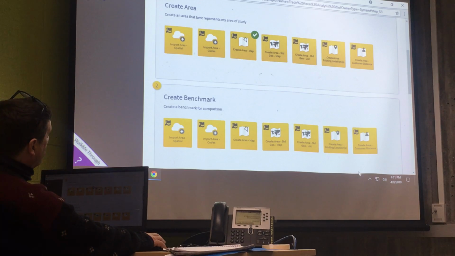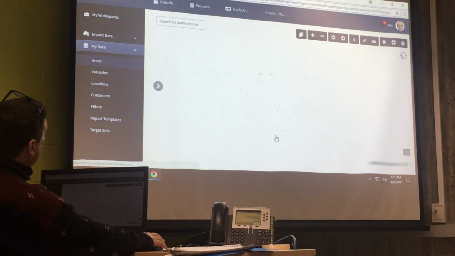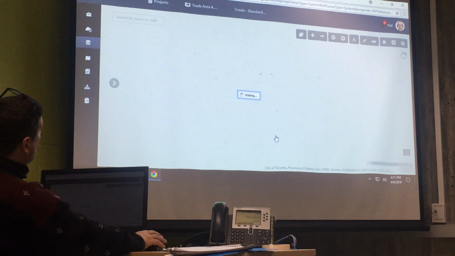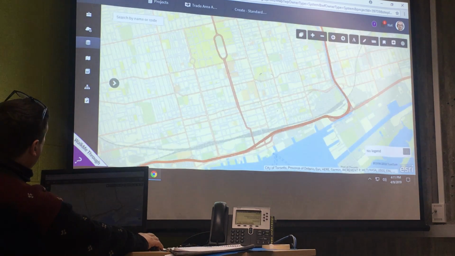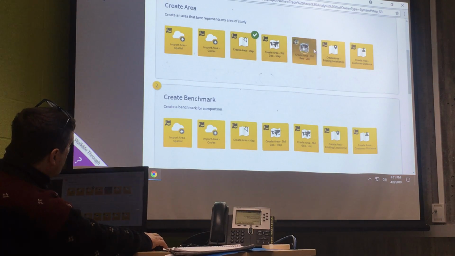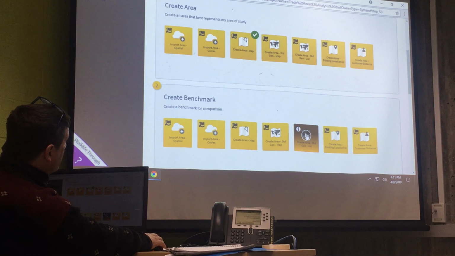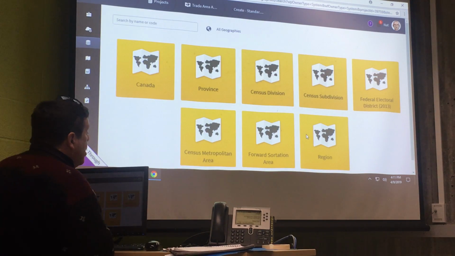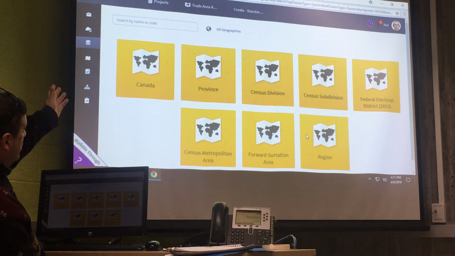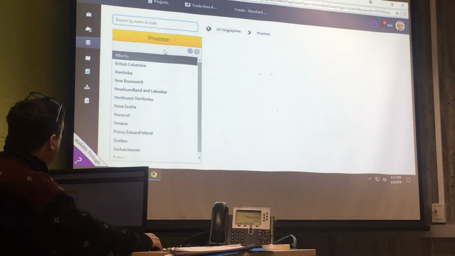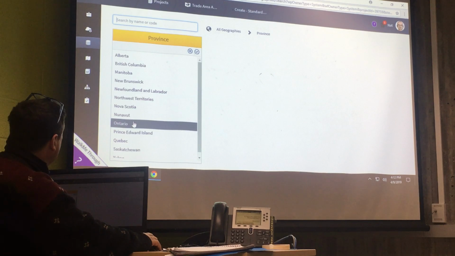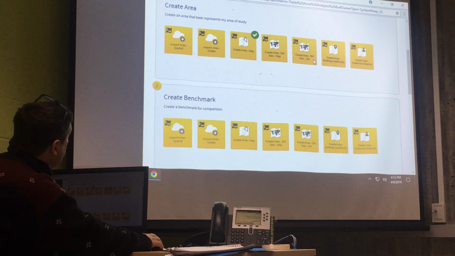We're going to choose a standard area. We could draw your own. No, we'll create a standard geo list here. A standard geo list. So here we are. You can compare your area with the whole of Canada, a province, and it could be any one of our provinces. Ontario is what we're going to choose. We could choose Ontario. It's our own province.